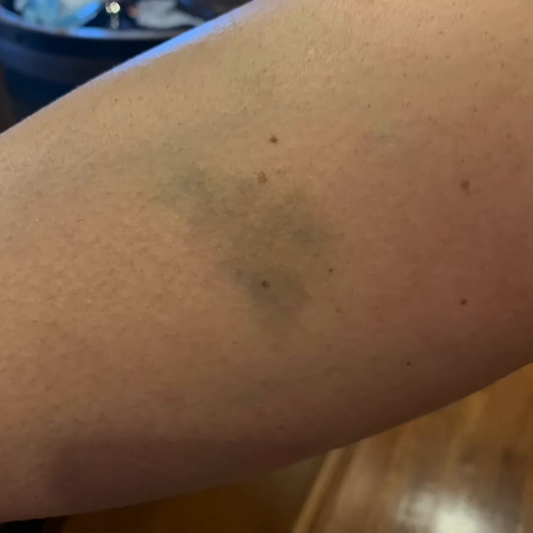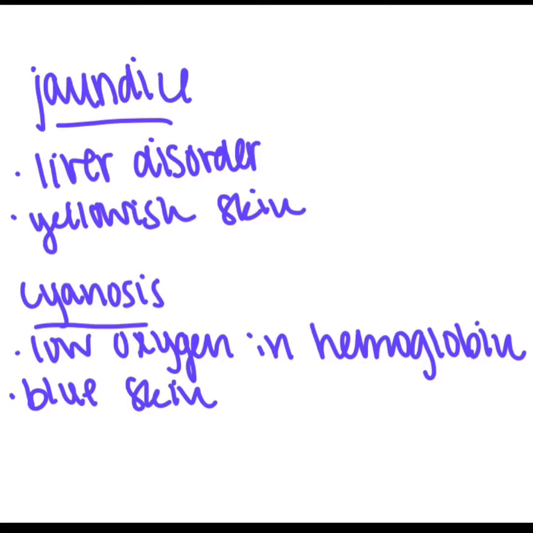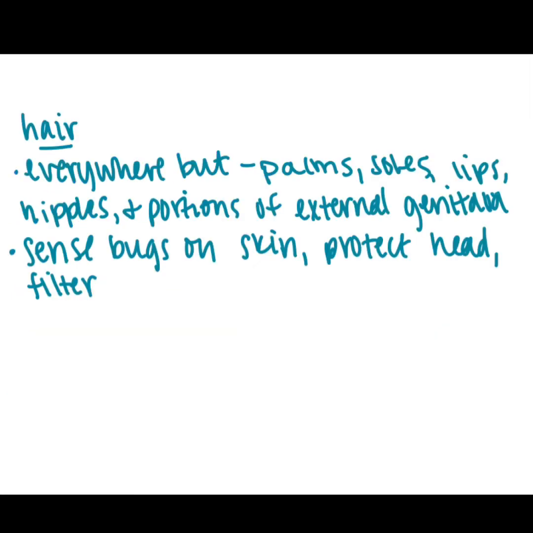This is an example of a bruise, and it is caused by clotted blood beneath the skin. Jaundice is a liver disorder that causes yellowish skin, and cyanosis is caused by low oxygen and hemoglobin, and it causes blue skin. Hair is found everywhere but the palms, soles, lips, nipples, and portions of the external genitalia.